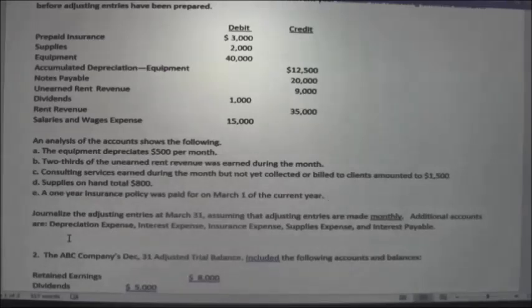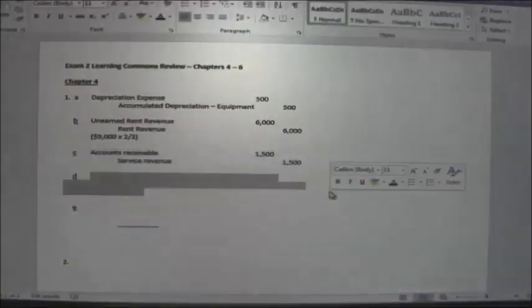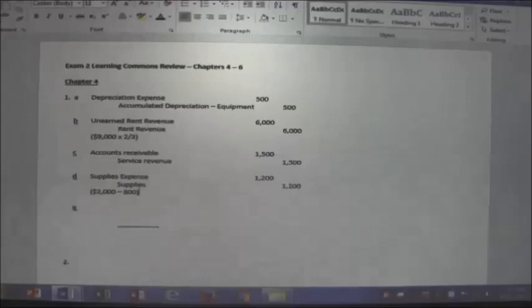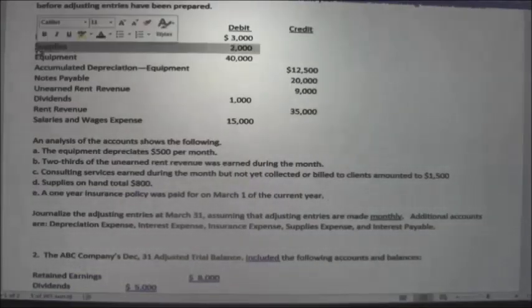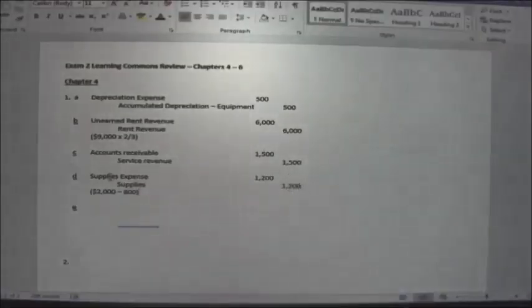Supplies on hand total $800. We have the journal entry there. It's going to be a debit for supplies expense and a credit for supplies. And the amount of the difference between the owed supplies balance, $2,000, minus what they have on hand, the $800. So $2,000 minus $800, and that's where we get the $1,200 supplies expense. Okay?